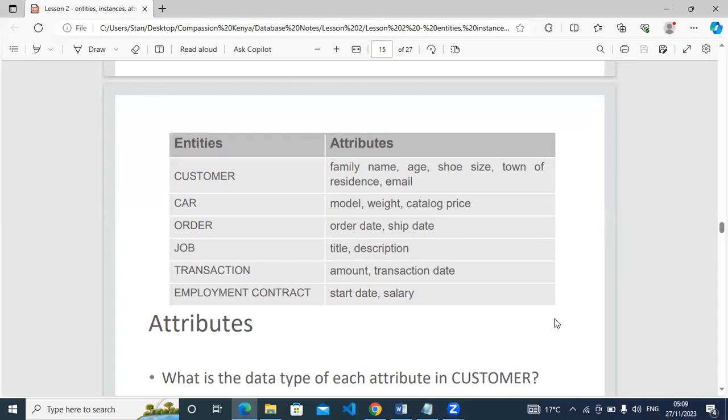And an entity now provides the storage of data, where we have the attributes which hold the actual data.